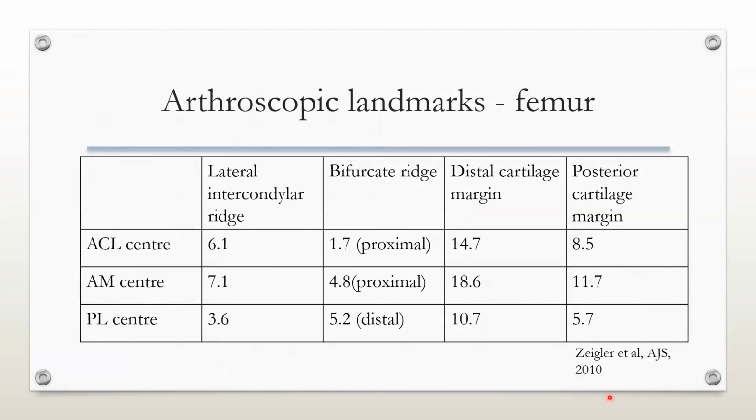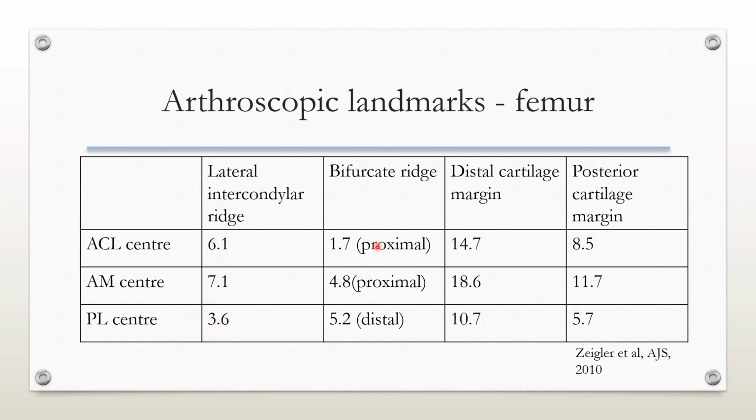So this was a study published by Ziegler et al. in the American Journal of Sports Medicine in 2010. This was a cadaveric study where they tried to measure and put forward the approximate distances of the ACL center, the anteromedial bundle center, and the posterolateral bundle center from the commonly used landmarks. As you can see, with respect to the lateral intercondylar ridge, the ACL center is about 6.4 mm posterior to the lateral intercondylar ridge. The AM center is much more posterior at 7.1 mm, and the PL center is much closer to the ridge at just 3.6 mm from the intercondylar ridge.